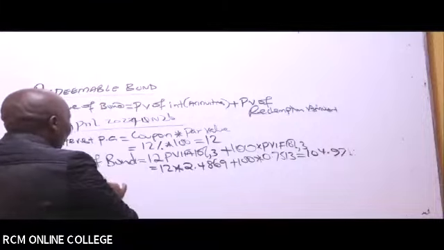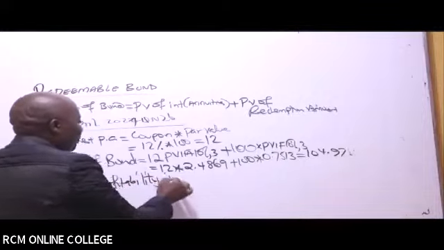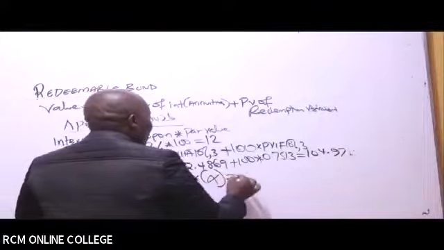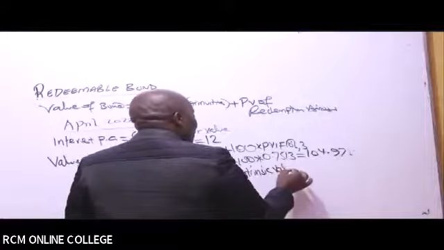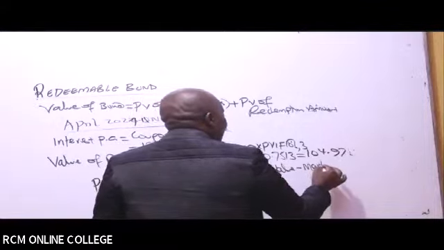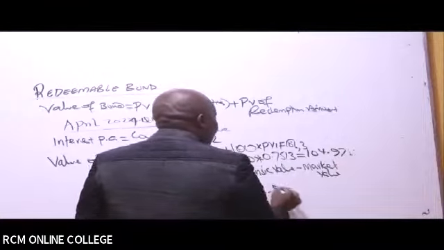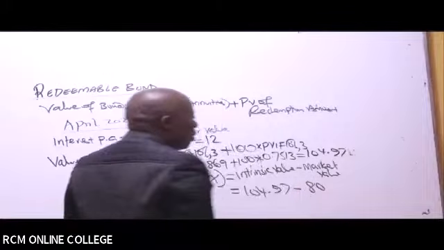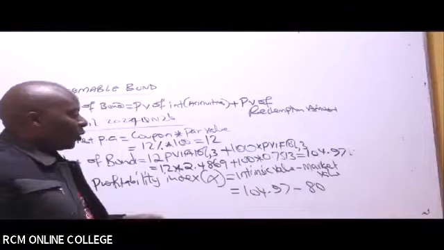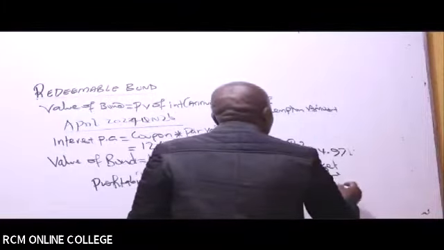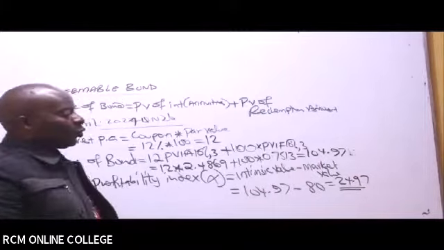So go ahead and calculate our profitability index, what we call the alpha value, which is the intrinsic value minus the market value. The intrinsic value is 104.97 minus the market value of the bond, which happens to be 80. So for every bond she buys, she'll be getting a profit of 24.97.